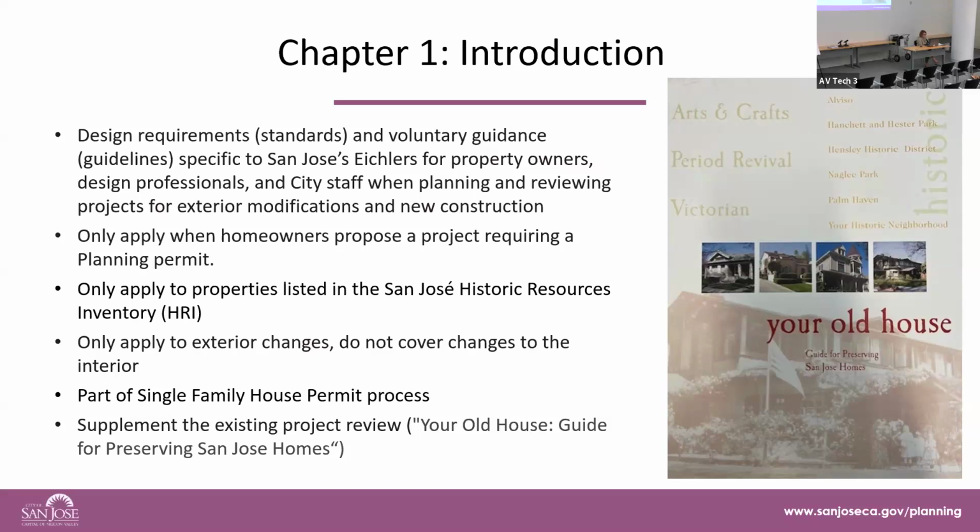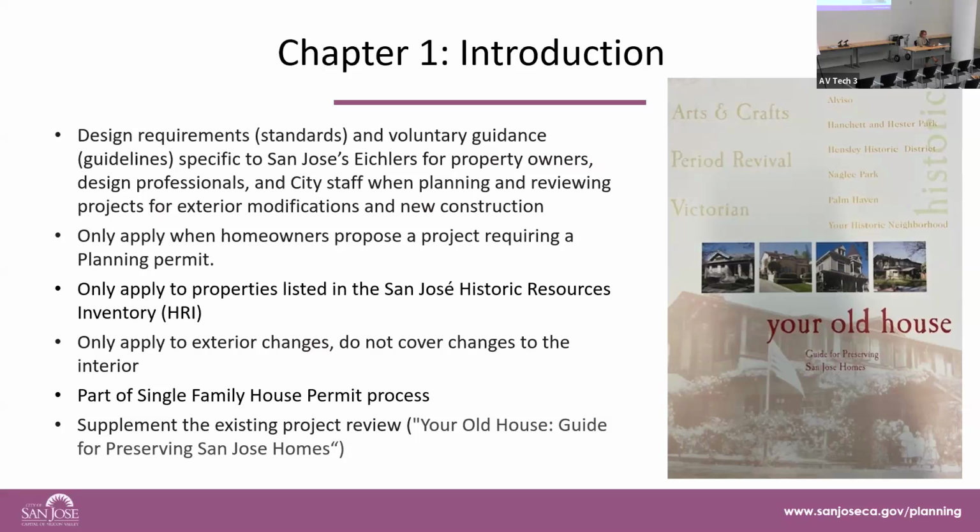The guidelines only apply when homeowners propose a project requiring a planning permit. And they only apply to properties listed in the San Jose Historic Resources Inventory. So right now, that's just the Fairglen Additions. It only applies to exterior changes, and it doesn't cover changes to the interior. And the guidelines would be applied as part of the single-family house process, which is our process for changes to properties that are listed in the inventory, houses mainly.